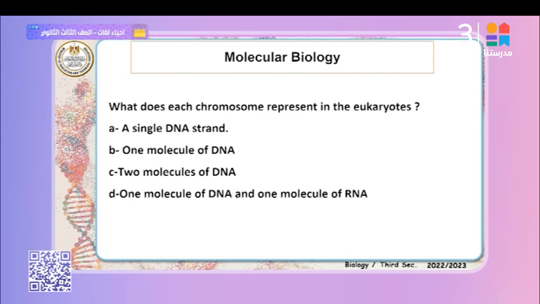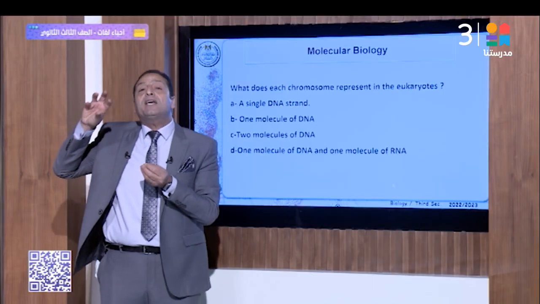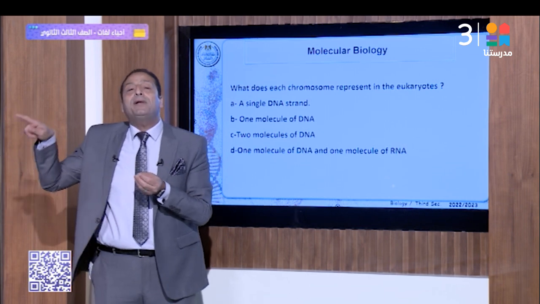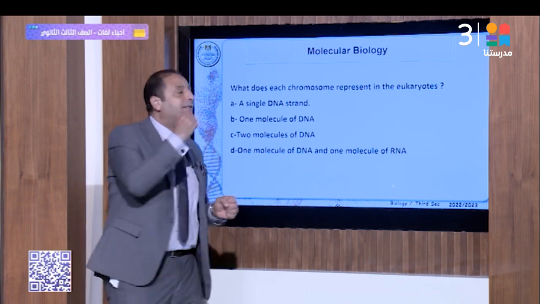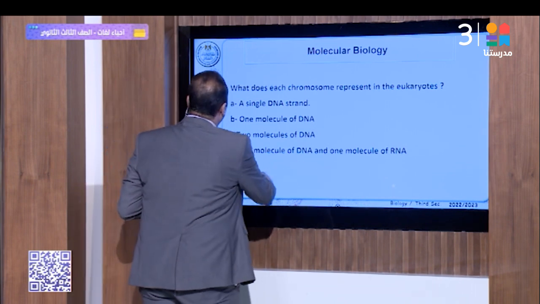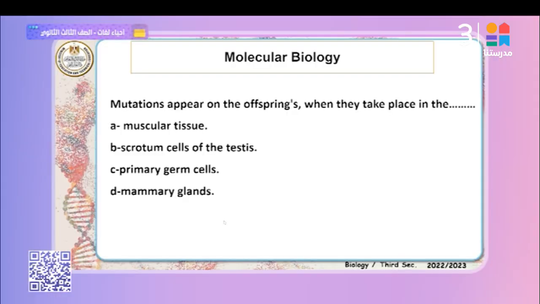What does each chromosome represent in eukaryotes? A single DNA strand? No. One molecule of DNA is the best answer. Two molecules? No. One molecule of DNA and one molecule of RNA? No. RNA is not found in the chromosome. RNA is transcribed inside the nucleus from DNA and transferred through the nuclear pores in the nuclear membrane into the cytoplasm to complete translation and protein synthesis. That's right. Okay? The best answer is B, one molecule of DNA.